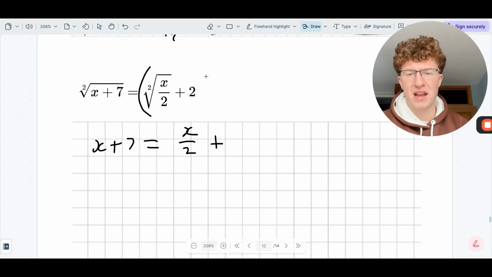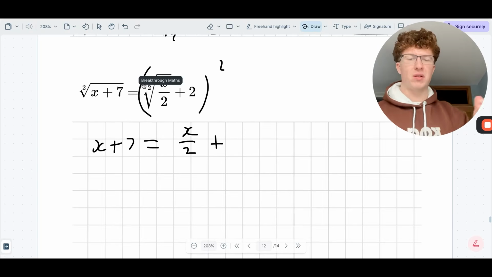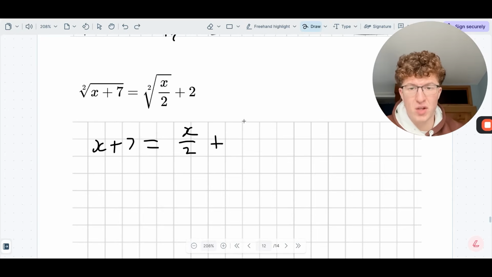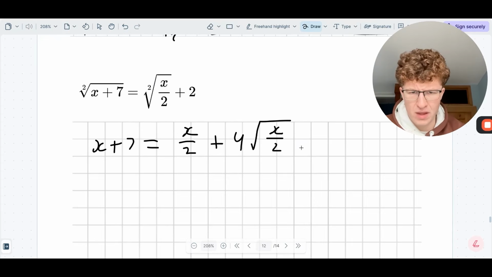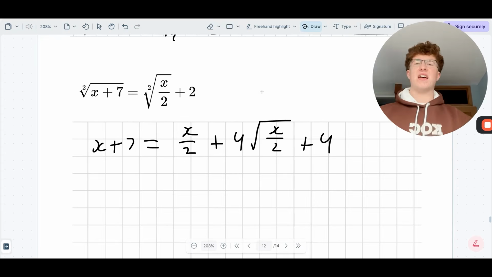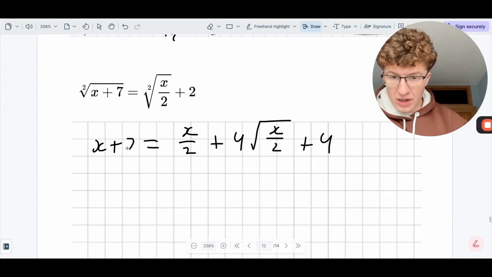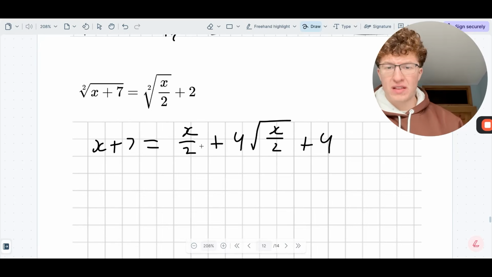You should multiply this out always. When you square this, you should multiply them in, but I'm just going to do it the quick way. When you multiply this with the 2, you're going to get 4 times the square root of x over 2, and then plus 4. That's that thing squared on the right.